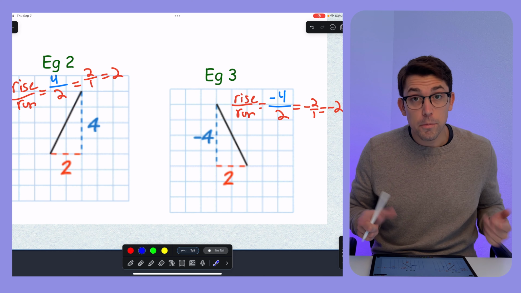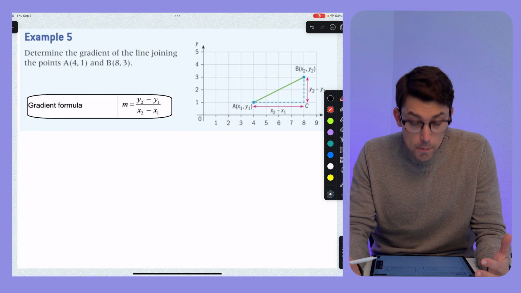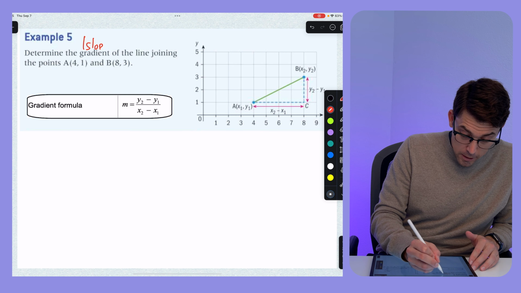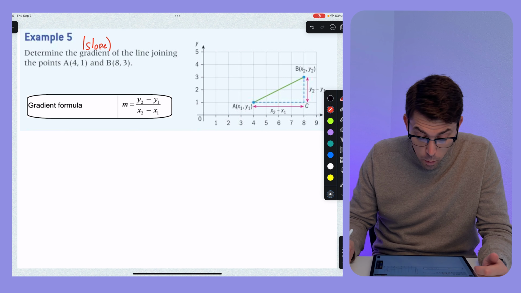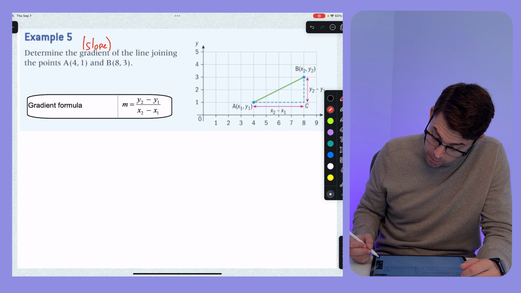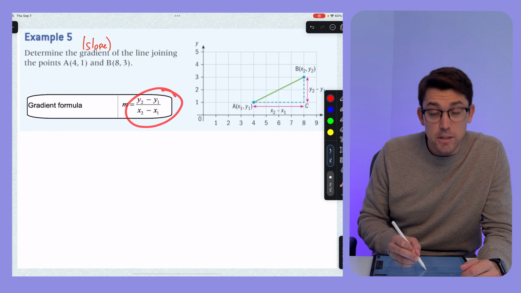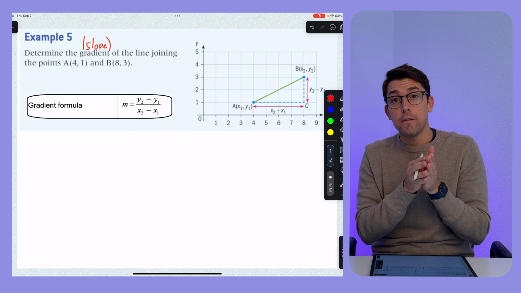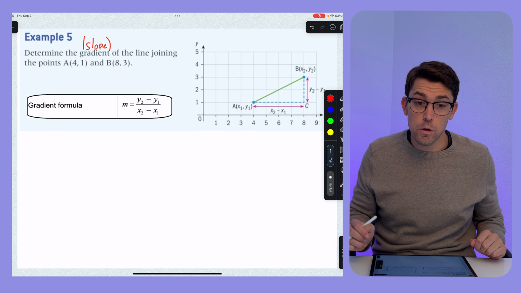All right, so let's continue. Let's determine the gradient or the slope, depending on which curriculum you're using, of the line joining these points: A, which is 4, 1, and B, which is 8, 3. I already told you that if you take the difference in y's divided by the difference in x's, that's your change in y divided by your change in x, which will always give you your slope.